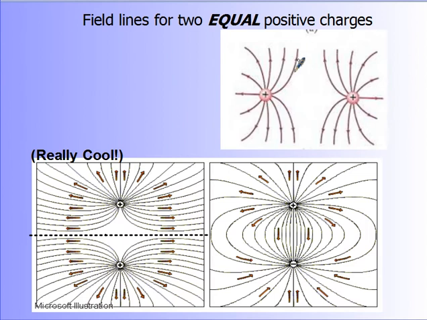So, what do you do if you have two equal positive charges? Well, it winds up being repulsed. So it starts on positive and it curves away. It starts on positive and curves away. And it does this for both charges. So you see, you wind up with this point right here. We actually wind up with 0 electric field.